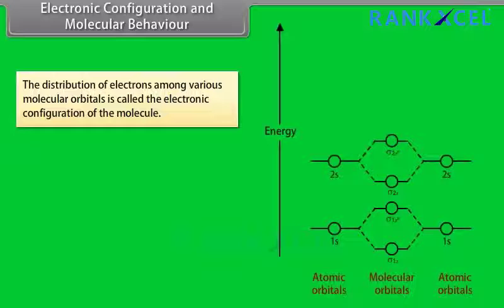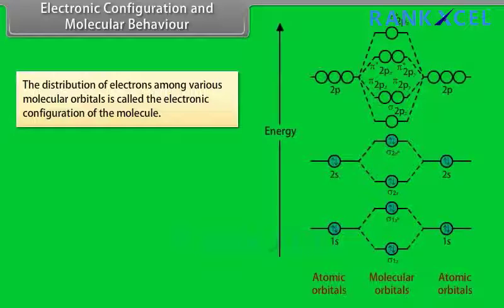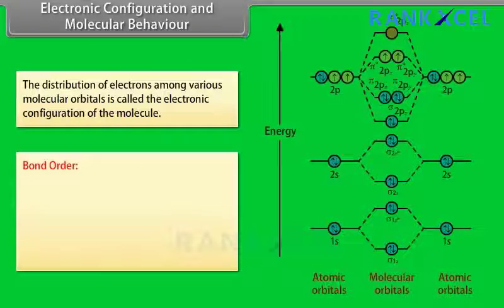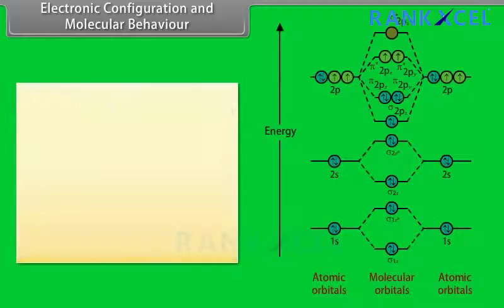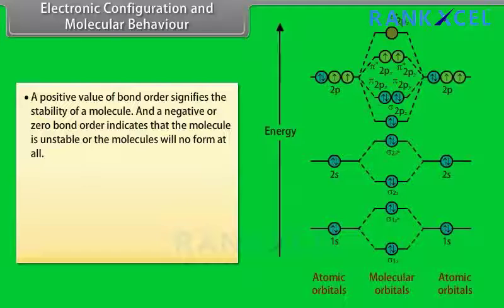Electronic configuration and molecular behavior. The distribution of electrons among various molecular orbitals is called the electronic configuration of the molecule. Bond order. Bond order is defined as 1/2 the difference between the number of electrons present in the bonding and the anti-bonding orbitals.